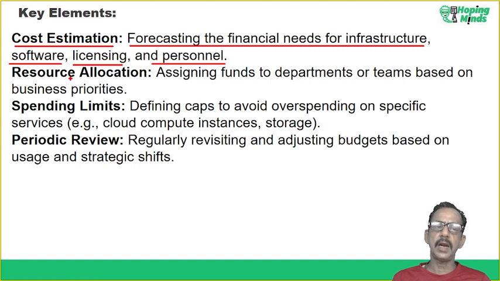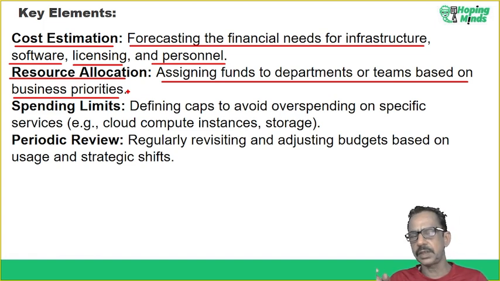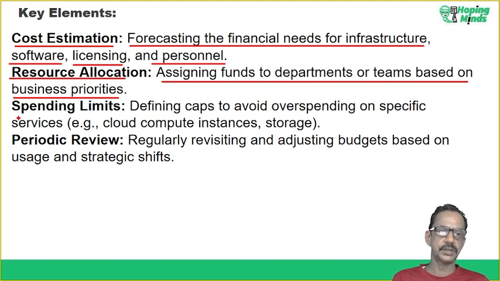Then is the resource allocation. Assigning funds to departments or teams based on the business priorities. Like this much fund is for the dev department, this is for the prod department, this fund is for the marketing department. So in this way we can set a limit that this much fund goes to this particular department.